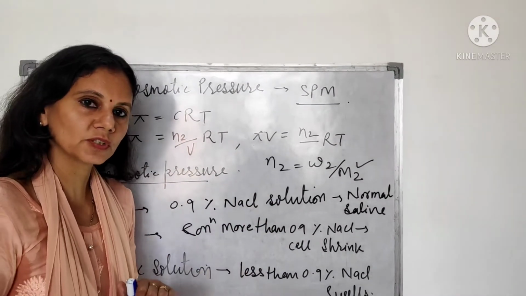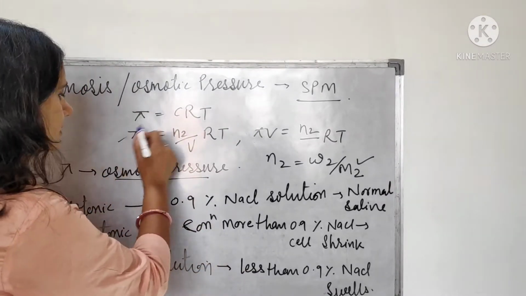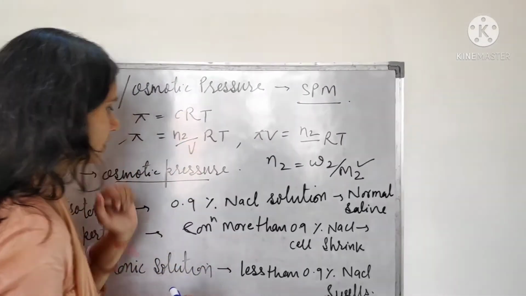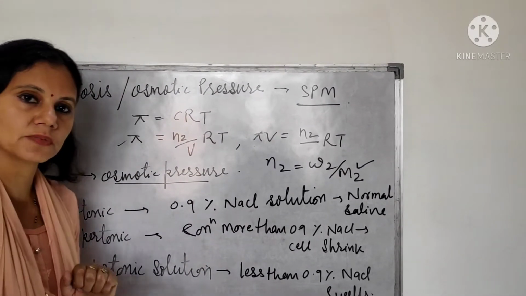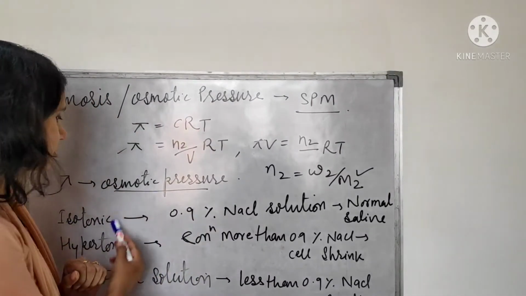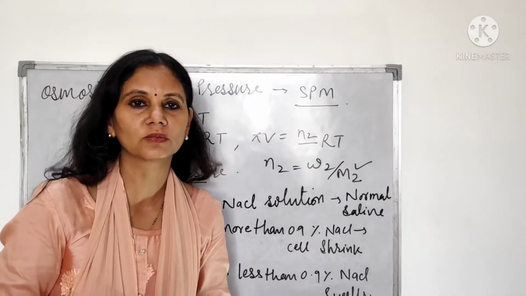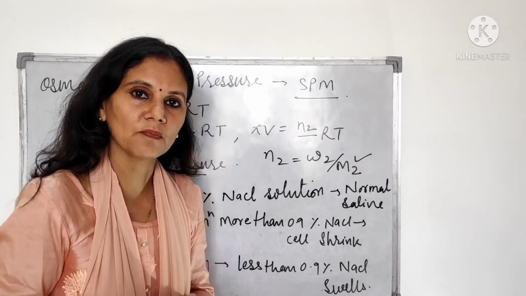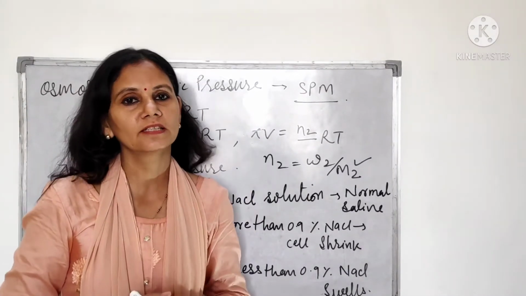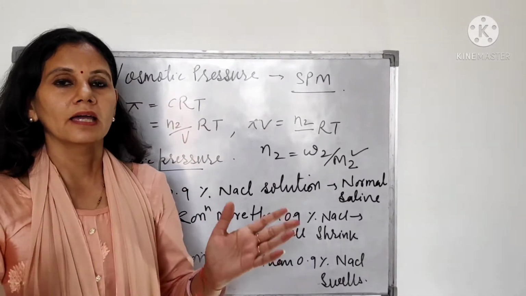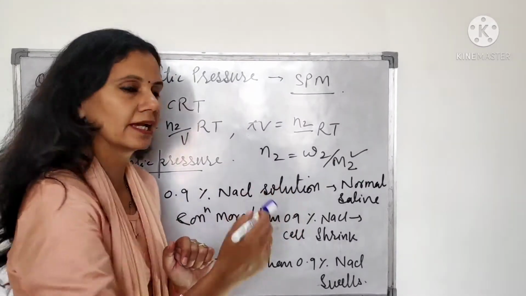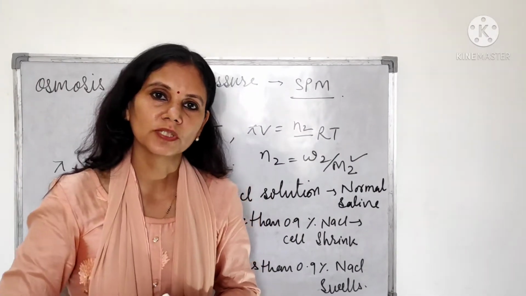The unit of osmotic pressure is atmosphere, or we can have pascals also. According to osmotic pressure or osmosis, we have divided solutions into three types: isotonic, hypertonic and hypotonic solutions. Isotonic solution is one in which no osmosis occurs. We can take the example of 0.9% NaCl solution, which is also called normal saline solution. If we give glucose intravenously, then we use this normal saline solution only. So there will be no osmosis.